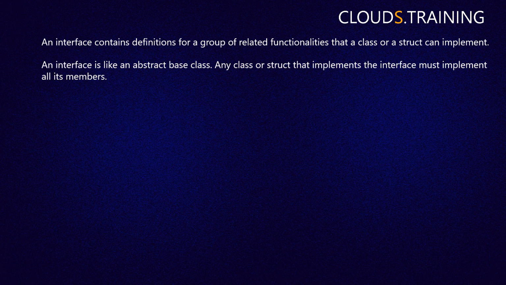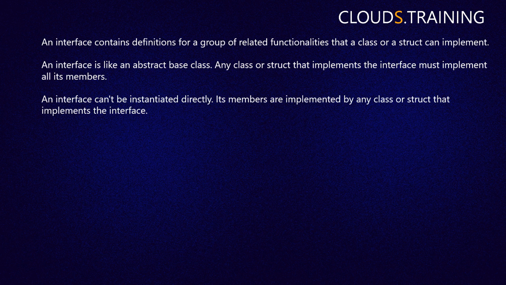An interface is like an abstract class. Remember, we have discussed abstract classes and sealed classes in our previous lesson. So these abstract classes act as a base class. We can use an interface like a base class. So whenever a derived class implements this interface, it must implement all the members of it.